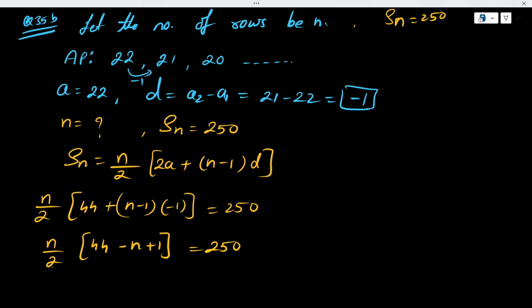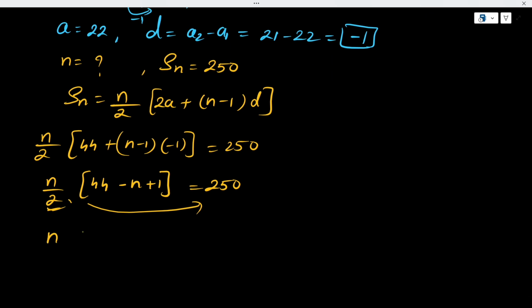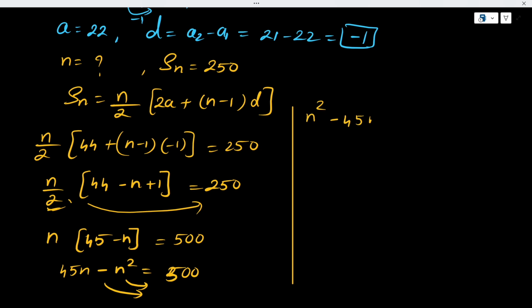Now 2 is the common denominator. 2 can be transposed to the right hand side also. Directly you can take it. So here it can be n times (45 minus n) equals 500, and if you open the bracket, 45n minus n square equals 500. Now I don't want the n square term to be negative, so I'll take everything to the RHS, because this is going to be a quadratic equation. Plus 500 equals 0.